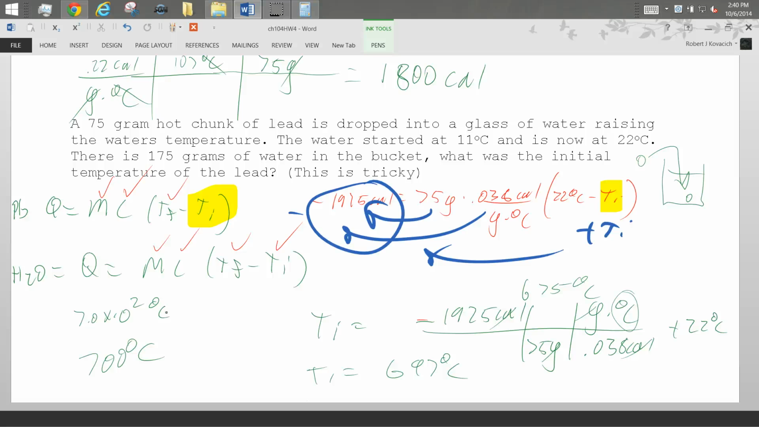Everybody happy with that one? So again, not being math smart at all, the only thing I didn't add was the 22 Celsius, so I came up with 680. But I got to it without negative anything. It was just luck.